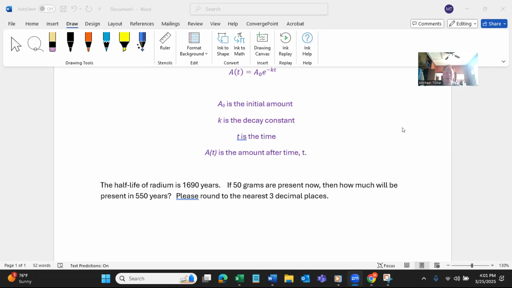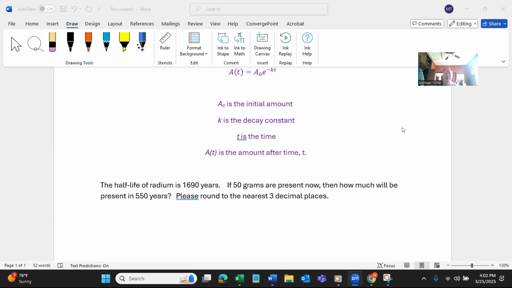Here we have this formula that says A of t equals A sub 0 e to the negative kt, where A sub 0 is the initial amount, k is the decay constant, t is the time, and A of t is the amount after time t. So let's use this information to do the following problem that says the half-life of radium is 1690 years, very long time. If 50 grams are present now, then how much will be present in 550 years? Please round to the nearest 3 decimal places.